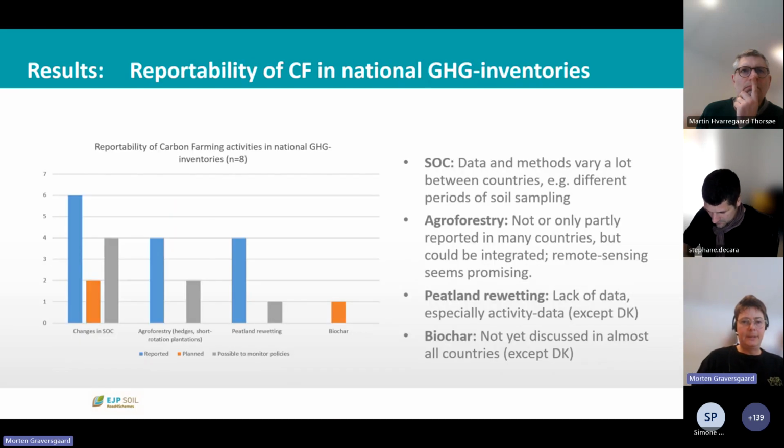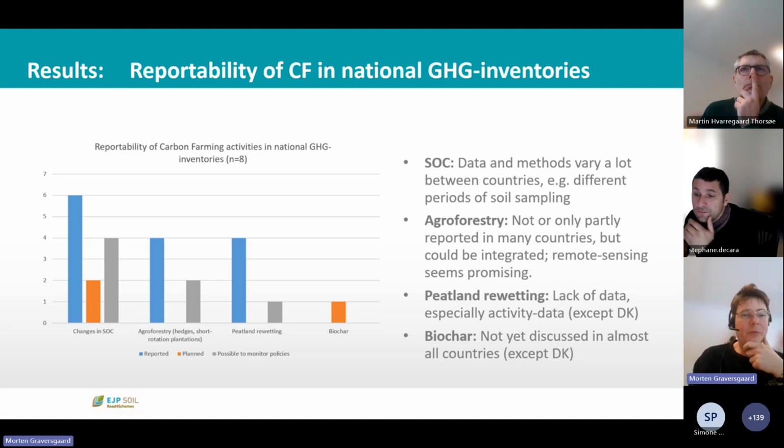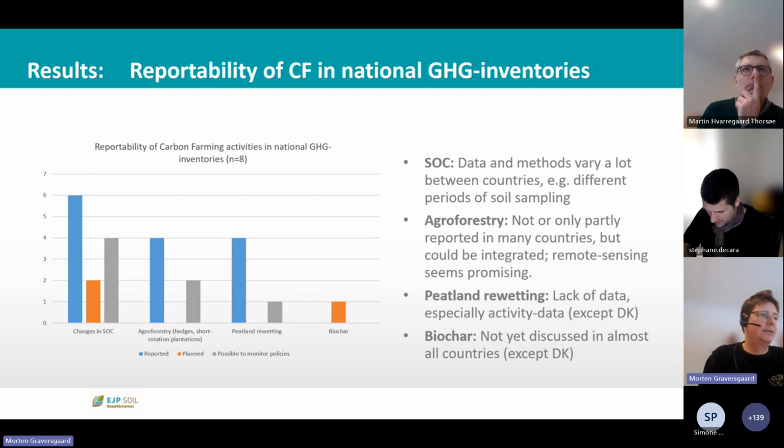Then we asked about reportability of carbon farming in these national greenhouse gas inventories. As you see here, again, the different practices, so changes in SOC, like forestry, peatland, and biochar. Some of it is already being reported, some is being planned, and some is possible to monitor these policies. So also a mixed picture from the different member state countries. And we are still digging into these data on different reportabilities of these activities.